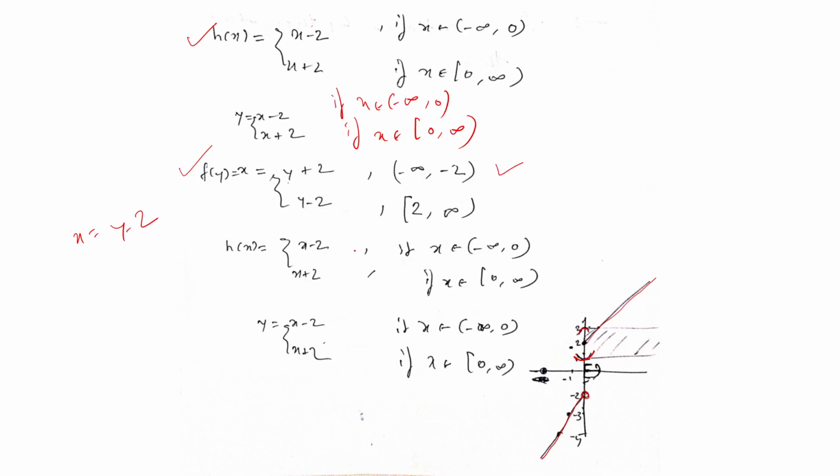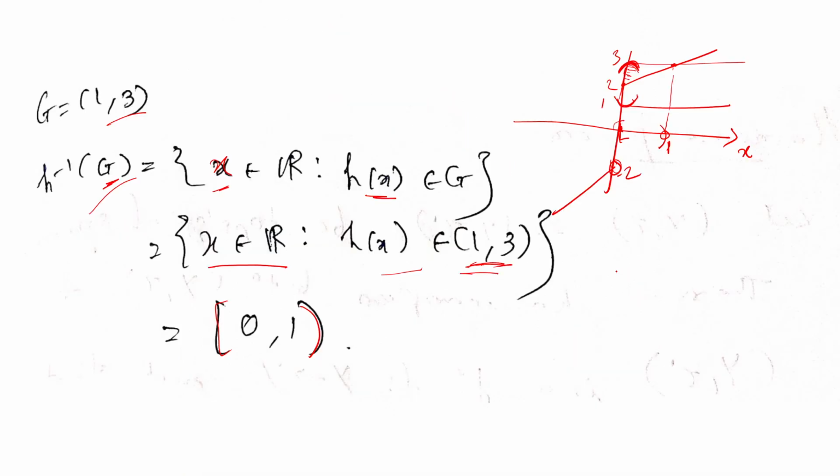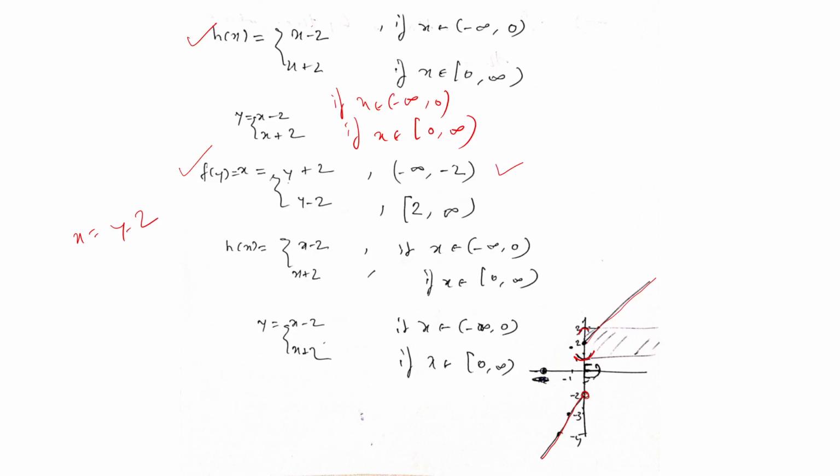Now if you plot it, you will get a graph like this. Now you need to find. Ma'am, it is not always feasible to draw a graph. Without a graph, how could I find the inverse image of the function?